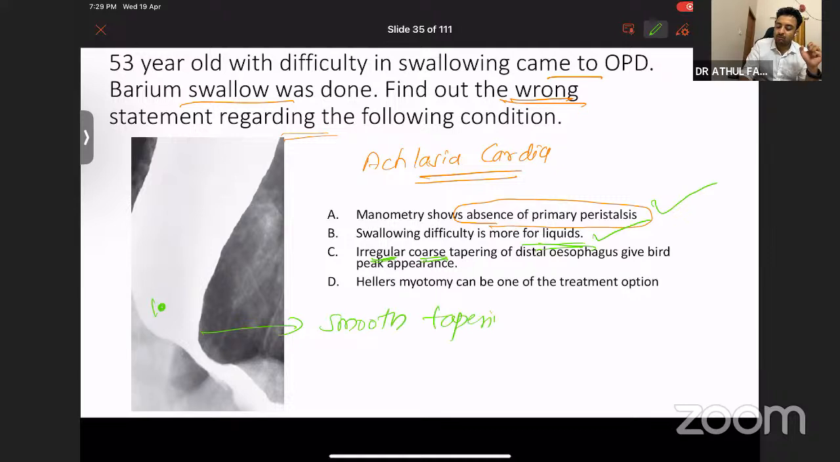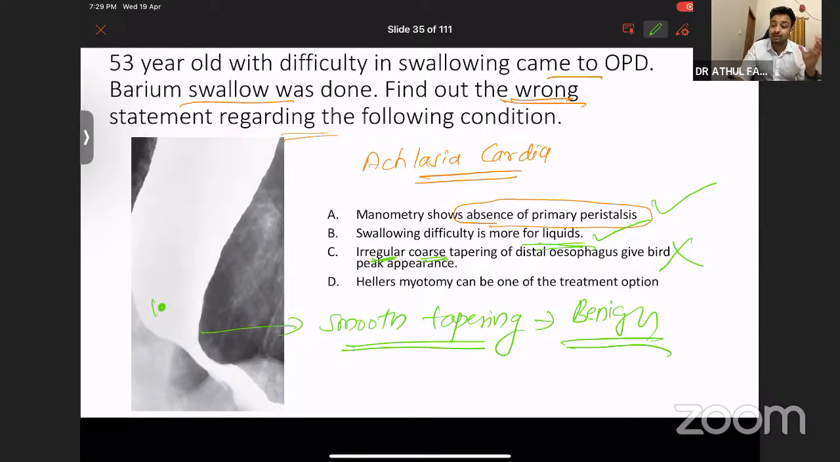Smooth tapering. All benign conditions will be having smooth tapering. Okay, this is a benign condition. You are having a smooth tapering, so this option is wrong. It is not irregular coarse. Irregular coarse tapering will be seen in malignancy. That is the catch point. So it is very smooth. So the answer for this option is C.